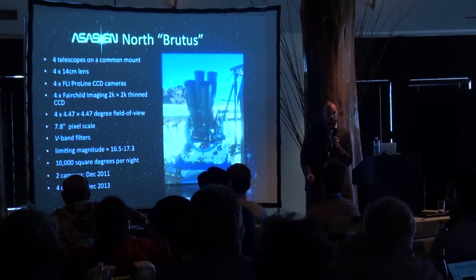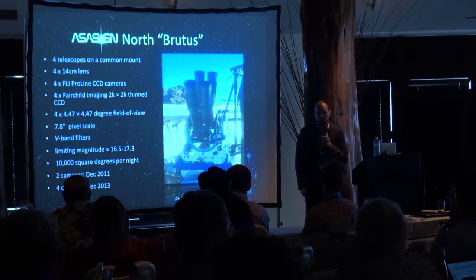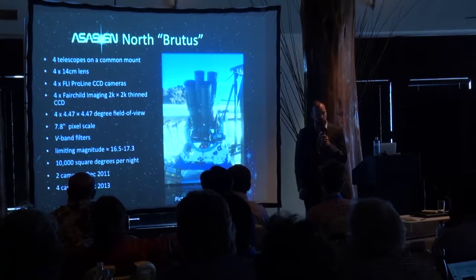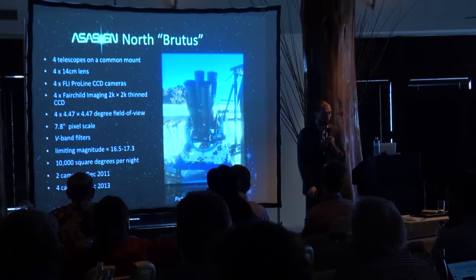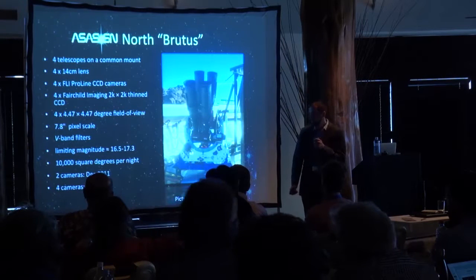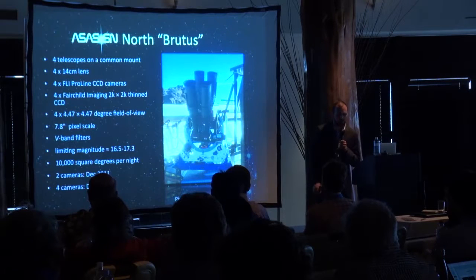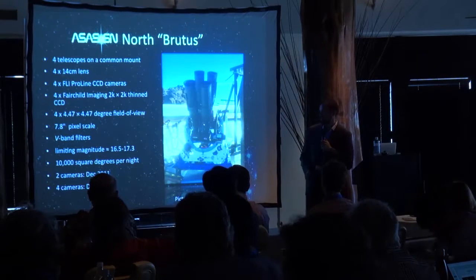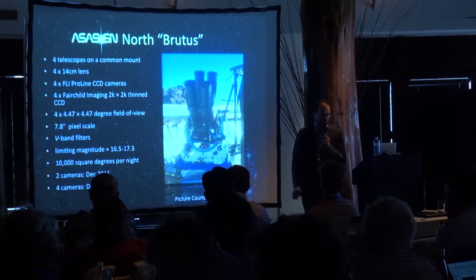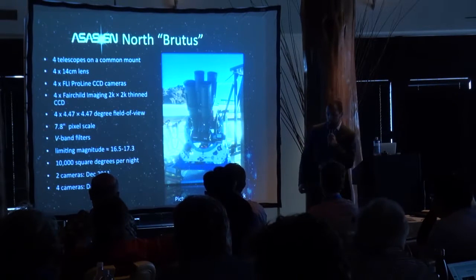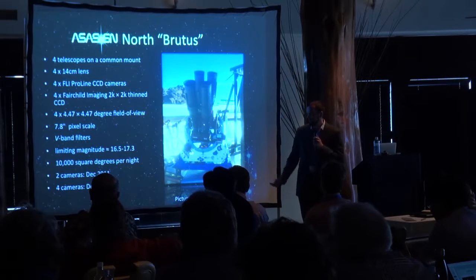So we have 4 telephoto lenses, 14 centimeter telephoto lenses, mounted on a common mount. They're backed by 2K by 2K thermoelectrically cooled CCDs. Each camera and lens has a field of view of 4.5 degrees on the side. But the cost of this large field of view is a very large pixel scale, about 8 arcseconds per pixel. And this is actually what sets our limiting magnitude. So our limiting magnitude is about 17. It actually depends on illumination because we're sky background limited at these magnitudes. We run V-band filters, and we survey about 10,000 square degrees per night with just one unit.